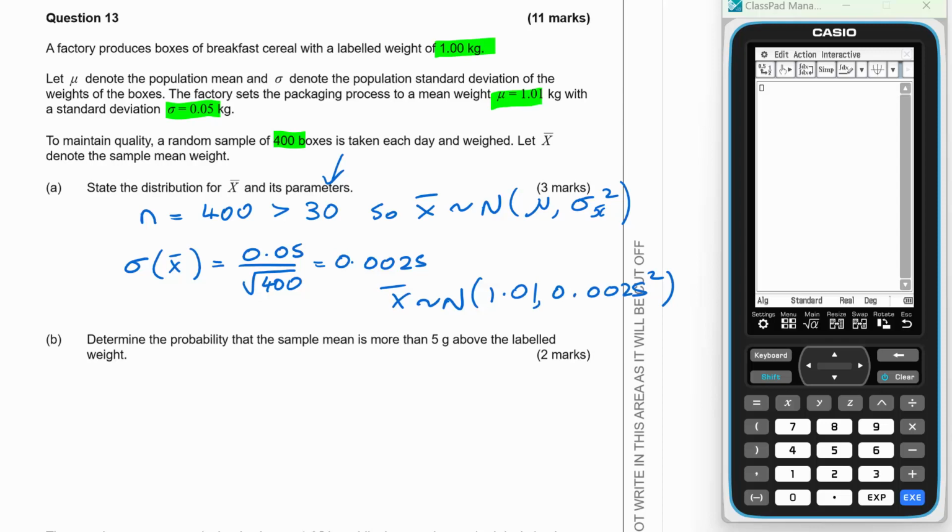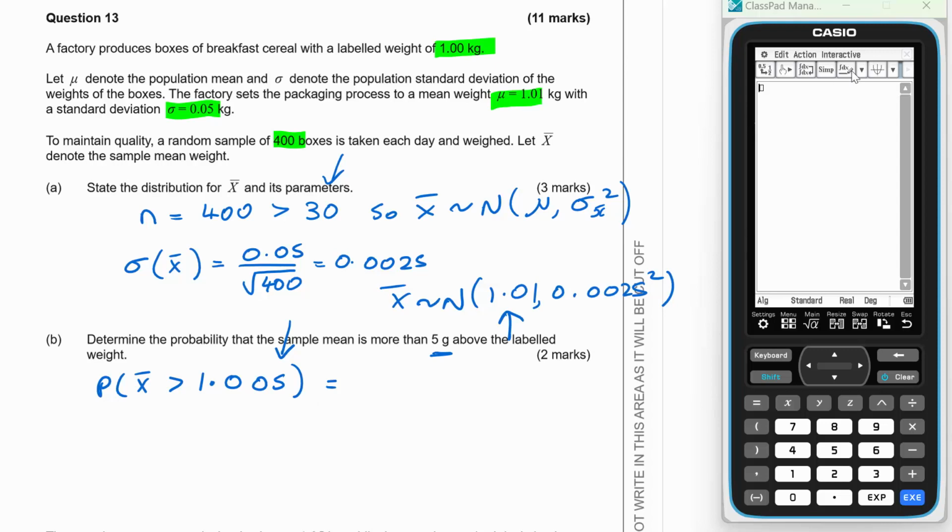In part B, we want to determine the probability that the sample mean is more than 5 grams above the labelled weight. Now note, we've put this in kilograms. So what we're after here is the probability that X bar is more than 1.005. That's the 5 grams converted into kilograms there. And we should be able to do that straight away on the calculator.